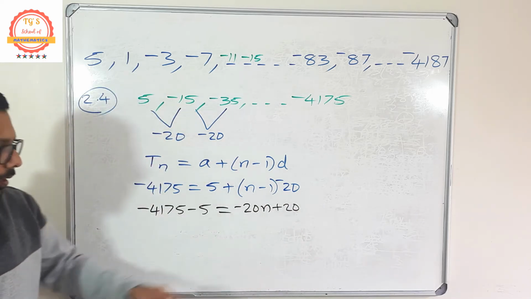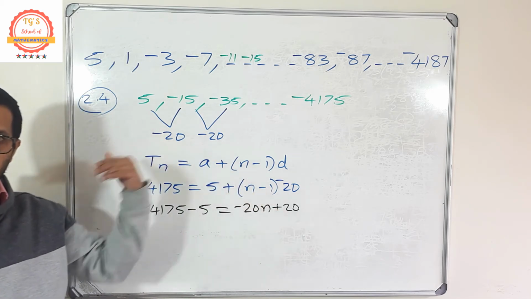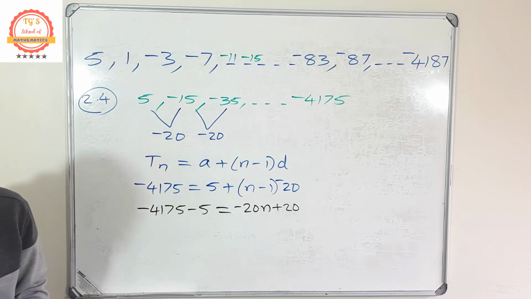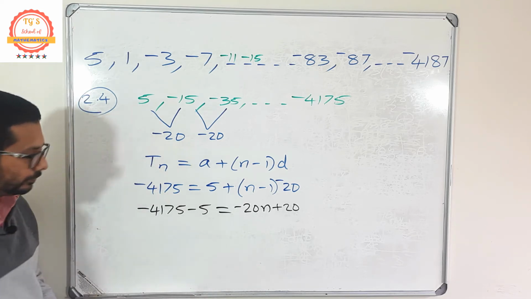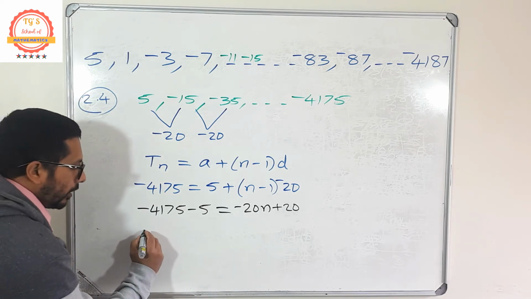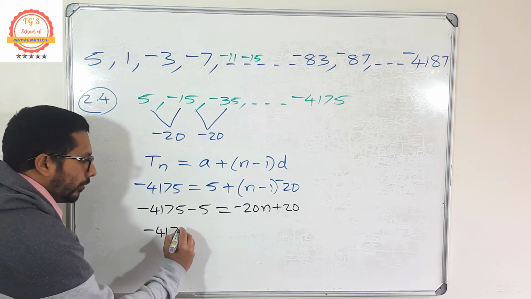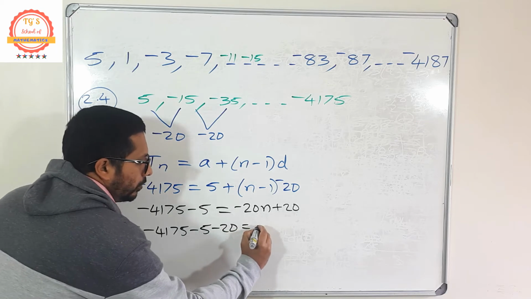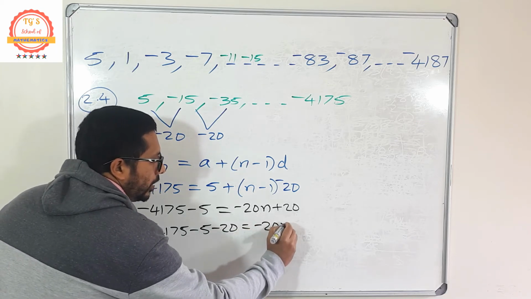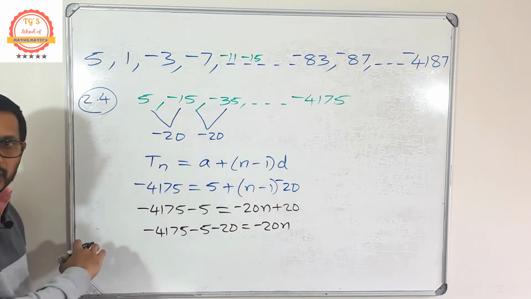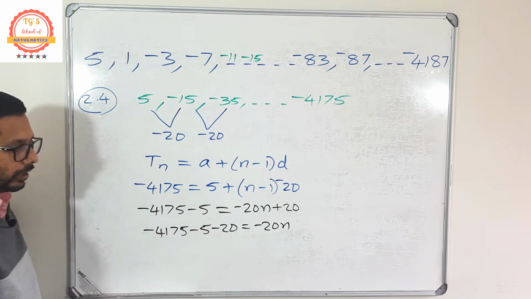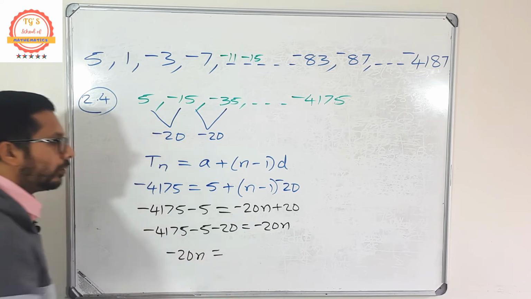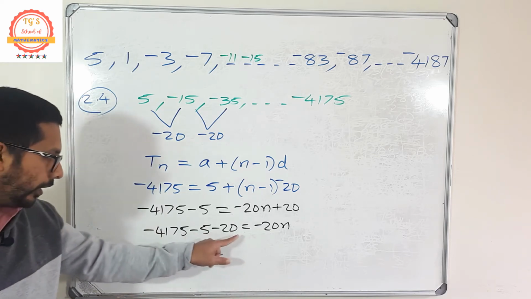Now what is the next step? Take this 20 to this side, left side. So it is minus 4175 minus 5 minus 20 is equal to minus 20n. I took this 20 to the left side, so it is minus 20. So take your calculator. I wrote this minus 20n here. Now take your calculator and try to find the answer of this one.